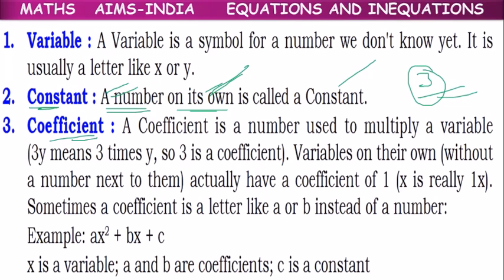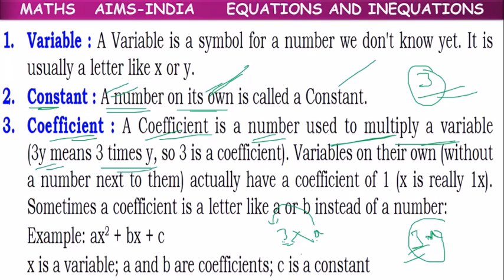Next, coefficient. In 3x, 3 is called the coefficient. A coefficient is a number used to multiply a variable. 3x means 3 times x. The variable is multiplied 3 times, so this 3 is called the coefficient. 3y means 3 times y, where we are multiplying by 3, so 3 is called the coefficient.